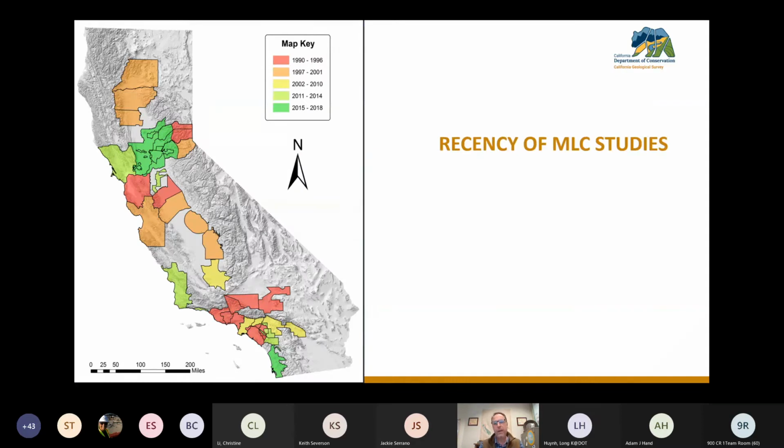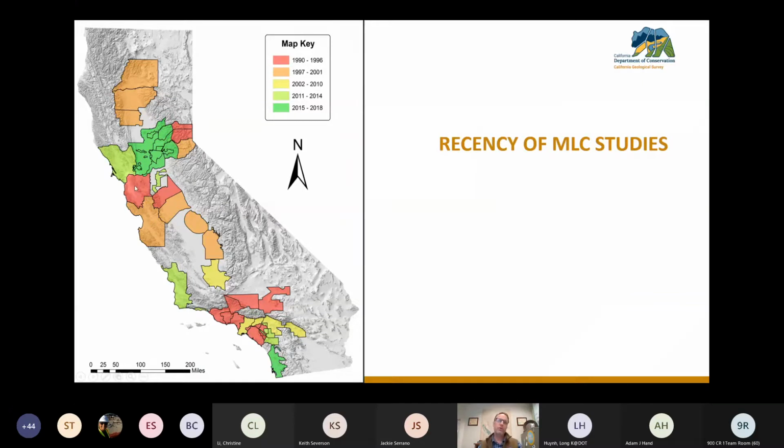Here, this map shows the recency of our products. If you can see my cursor, the dark green are the most recent ones. There's the Sacramento super region. There's about 31 study areas on this map. Here in San Francisco, we have the North Bay, which we did back in 2013. South San Francisco, we haven't done since '96. And then we have the Monterey Bay, which has been a while also.